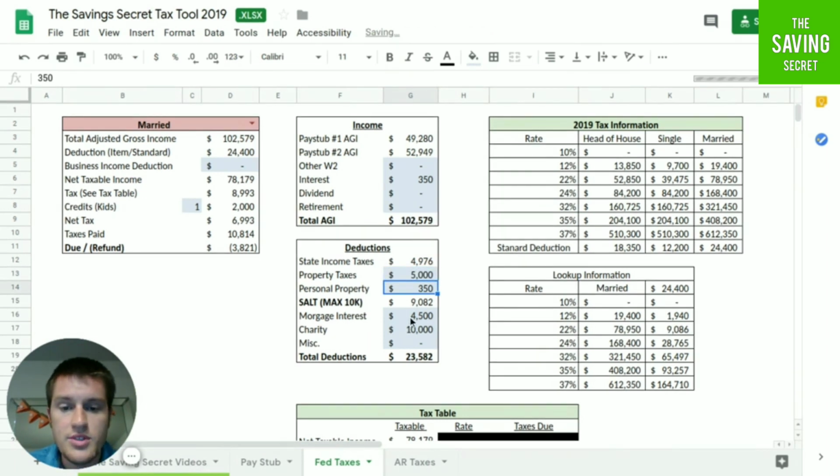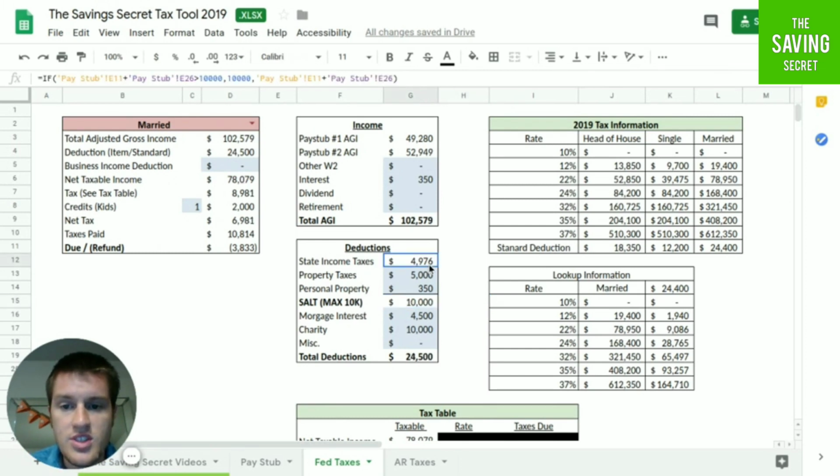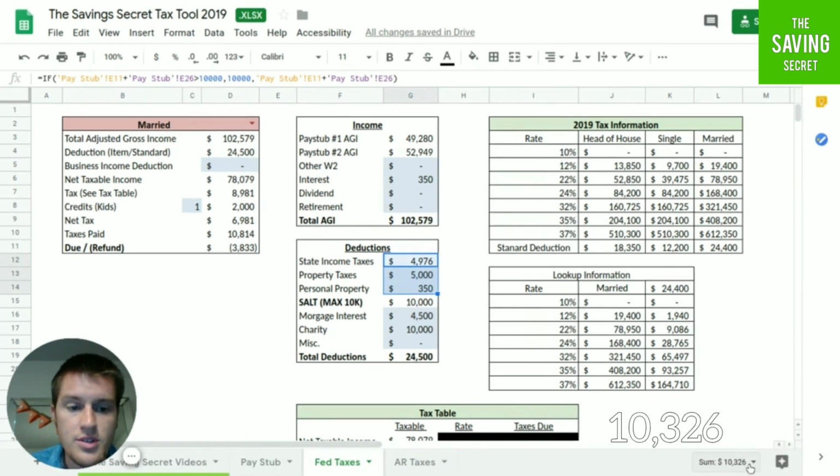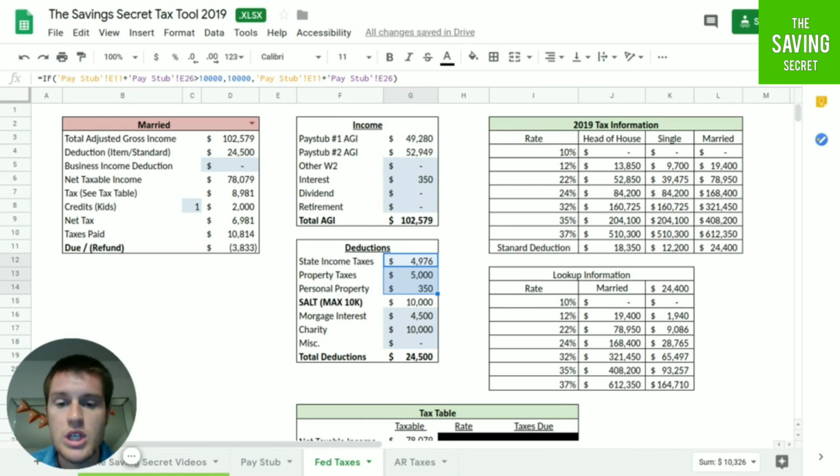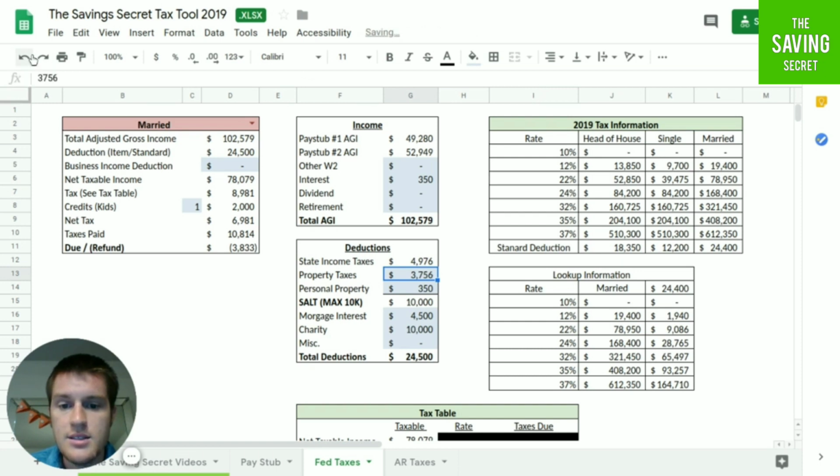If you notice, the tool will cap it at 10,000. So even though these state and local taxes are 10,362, it's going to cap it at 10,000. That's one of the adjustments that was made. It's important to understand that you're only able to get a max of 10,000 there. But if we go back to this, that is why that's capped.